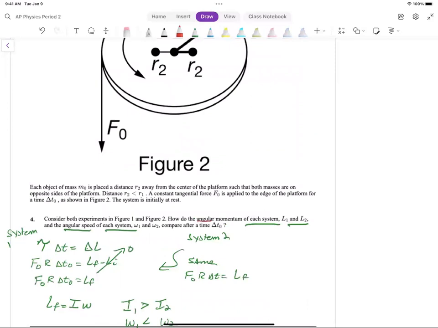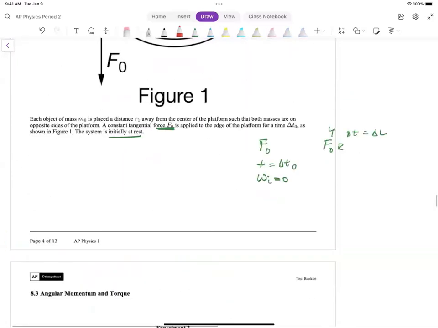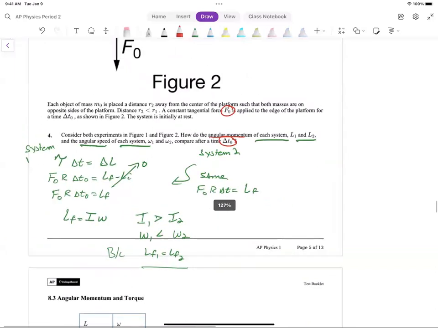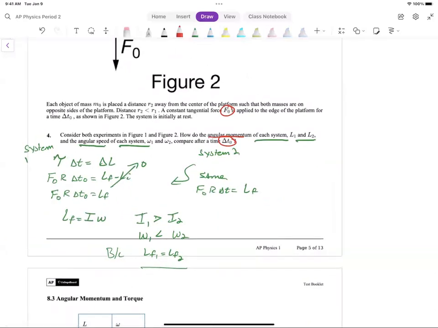How do the angular momentum of each system, L1 and L2, and the angular speed of each system compare after some period of time that we've applied that force? So the force is the same and the time is the same for each system. But now how does the angular momentum between each one and the final angular speed compare?